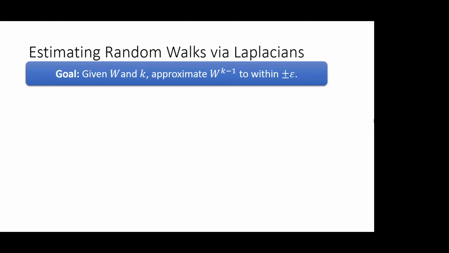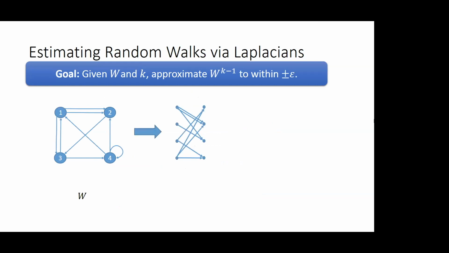OK, so again, our goal is to approximate the entry of W to the K minus 1 to within a factor of plus or minus epsilon. And so let's say that W is this matrix, or sorry, this graph that we've written down. So what we're going to do is lift this graph to a higher number of dimensions. And there's a natural way of doing this.